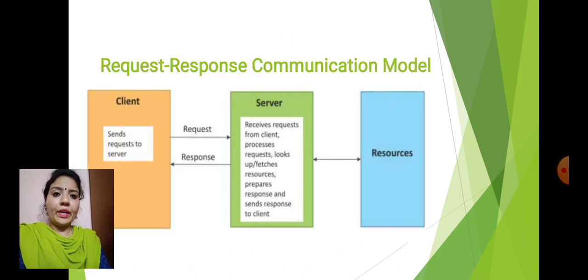This is the block diagram for request response communication model. Here we have client, server, and resources. The client will send the request to the server. The server will process the request from the client. It will fetch the resources, prepare the resources, and then send the resources or a response back to the client.